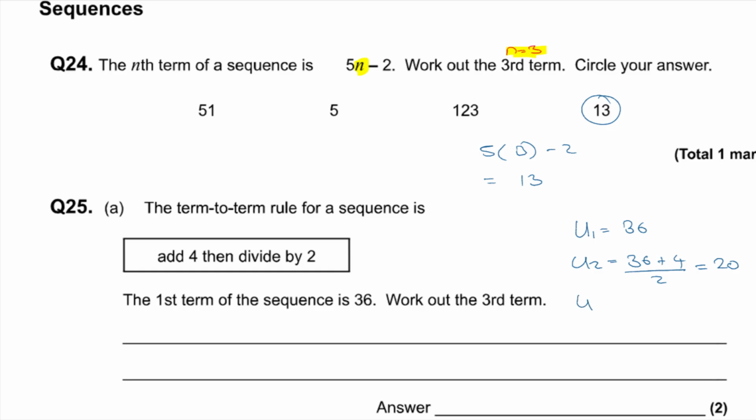And then u3, the third term, is going to be my u2 term, 20. We're going to add 4 to it, and then we're going to divide by 2. So what's 20 plus 4? That's 24. And 24 divided by 2, that's 12. So my third term is going to be 12. This is quite a handy notation, u1, u2, u3, first term, second term, third term. It makes the calculations easier to read and people can see what it is you're talking about. So if you want to adopt that in your work, I think it would be helpful.